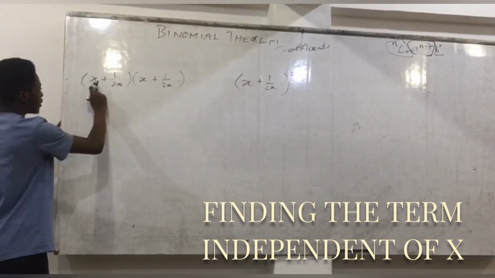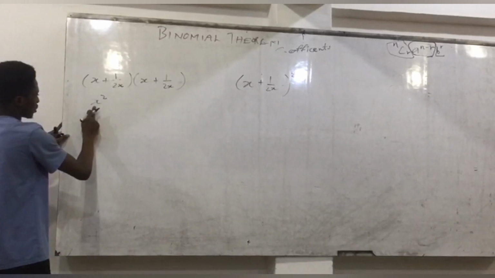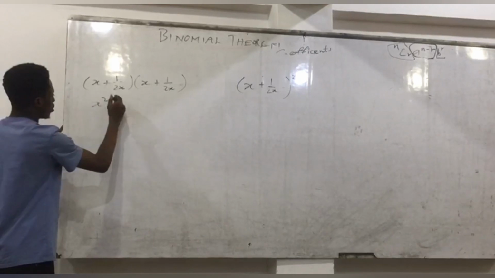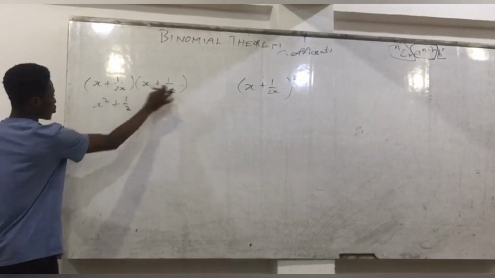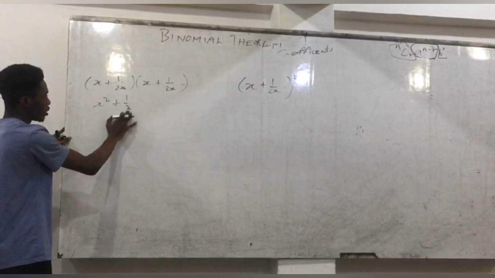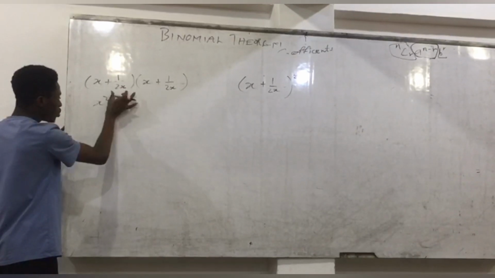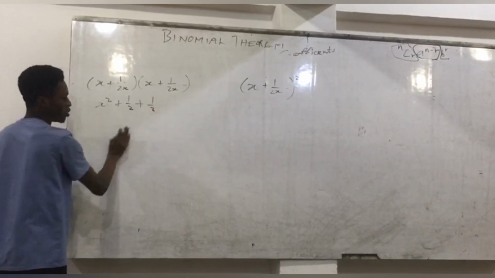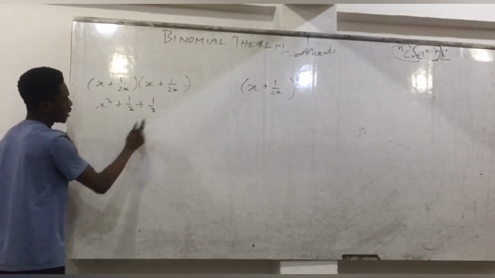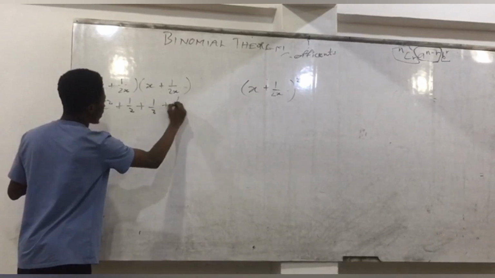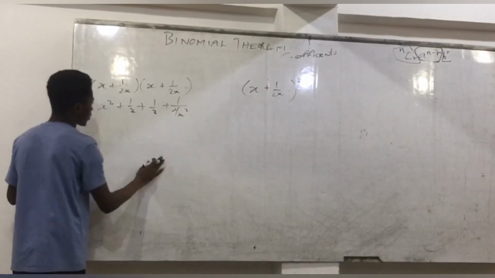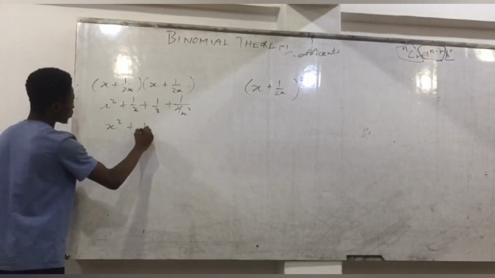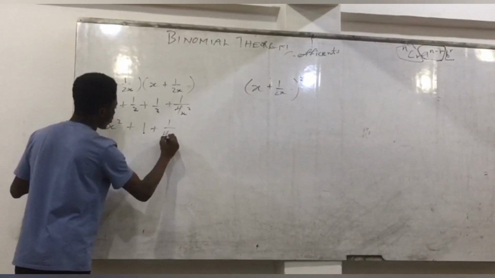So this x times x will give you x squared. Then x times 1 over 2x will give you half, because x will cancel the x, you'll be left with half. x times 1 over 2x times x will still give you half, because they will cancel each other. And here, when you multiply, you get 1 over 4x squared. So this side will add up, you get 1. So x squared plus 1 plus 1 over 4x squared.